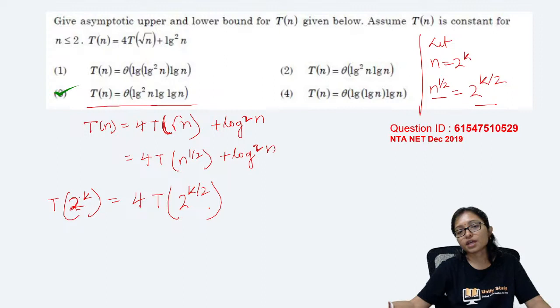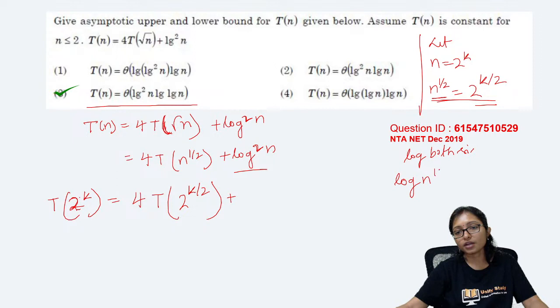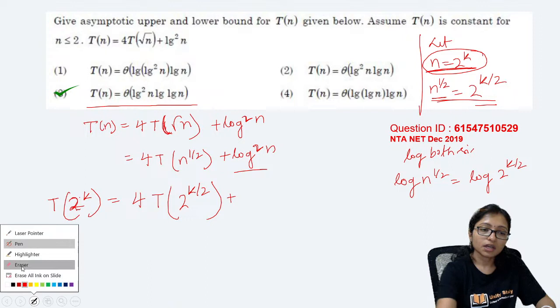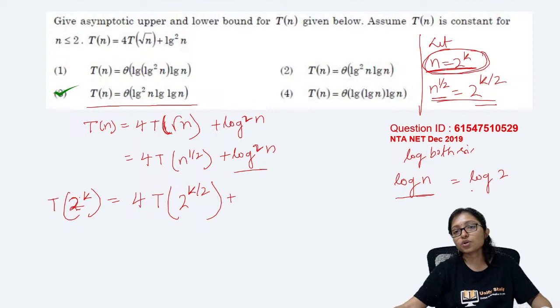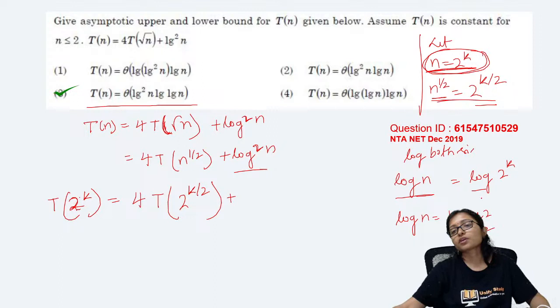Now for log square n, I can take log both sides. If I take log on both sides, then log n to the power half equals log 2 to the power k by 2. Taking the log on this side only, there will be no problem with the half. So it will be log n equals log 2 to the power k. So I can write log n equals k log 2 base 2, and log 2 base 2 means 1. So actually log n equals k.